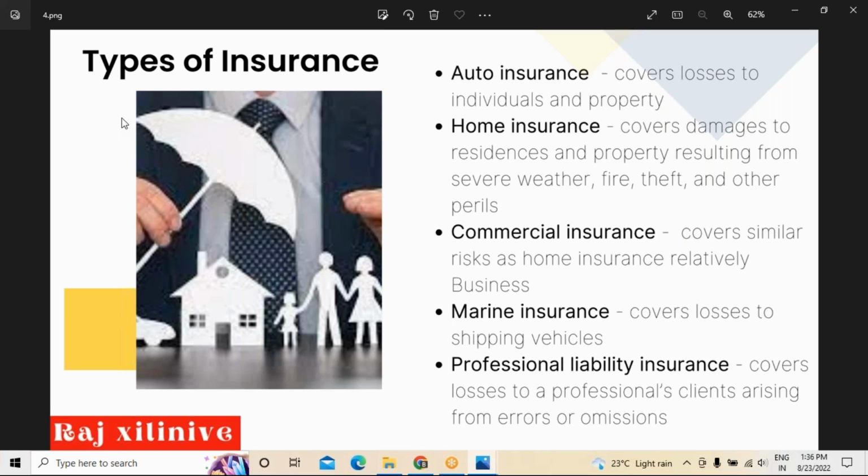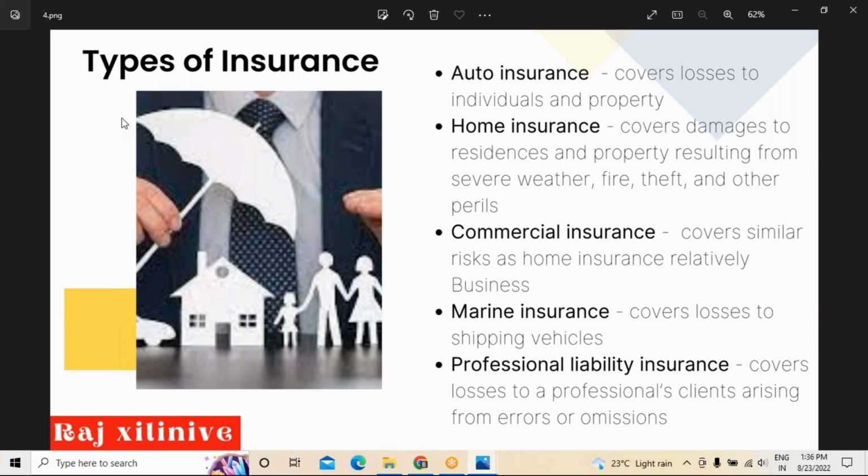Followed by this, home insurance majorly covers the kind of damages that happen to a particular residence or property because of different reasons. It may be because of the weather, or because of fire, or theft, or some other perils. So all this comes under the home insurance part.